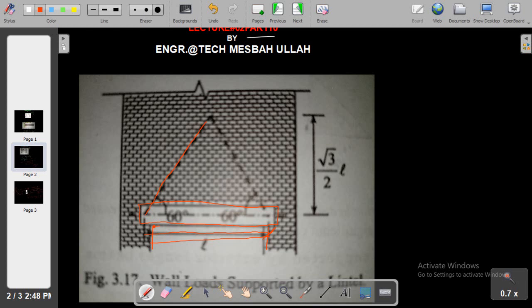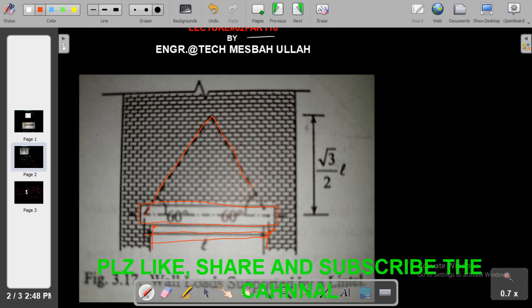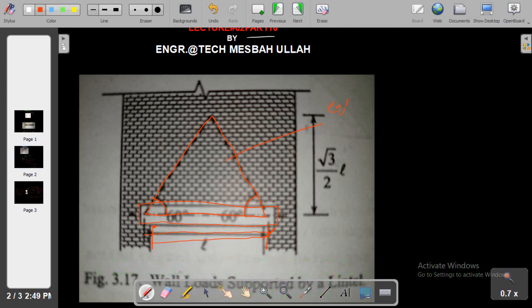And remember, the weight of the masonry structure over the lintel beam is considered as an equilateral triangle, right? This angle is 60 degrees, this angle is 60 degrees. This is an equilateral triangle, because this angle will also be equal to 60 degrees. So all angles are the same, therefore this side will also be the same, and the length of this triangle is equal to the effective length, that is L.